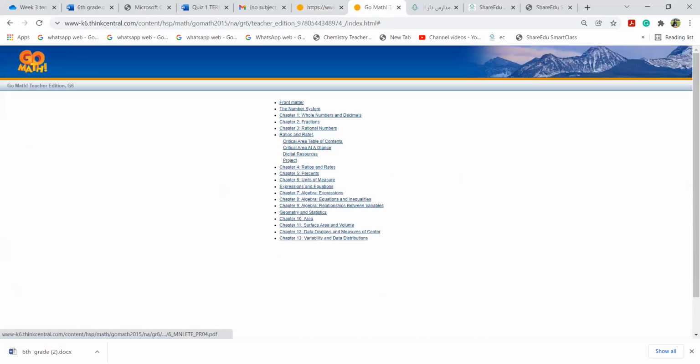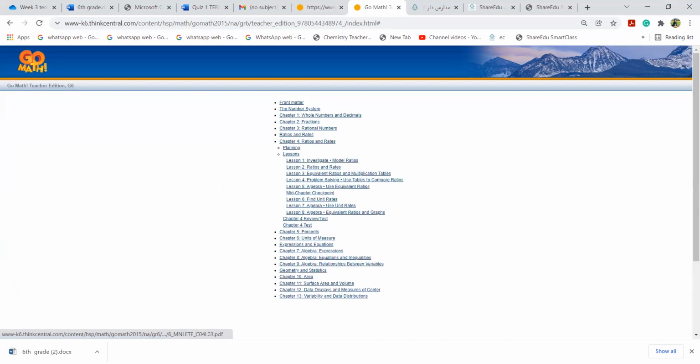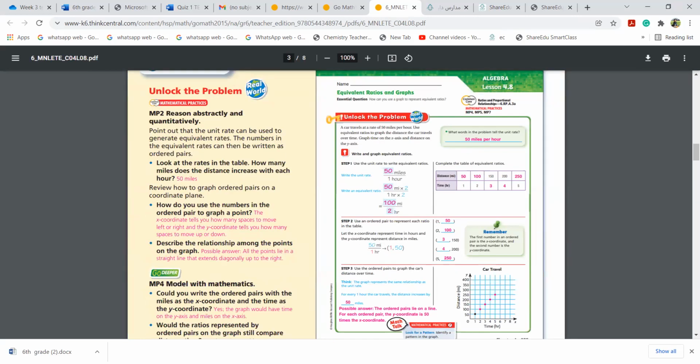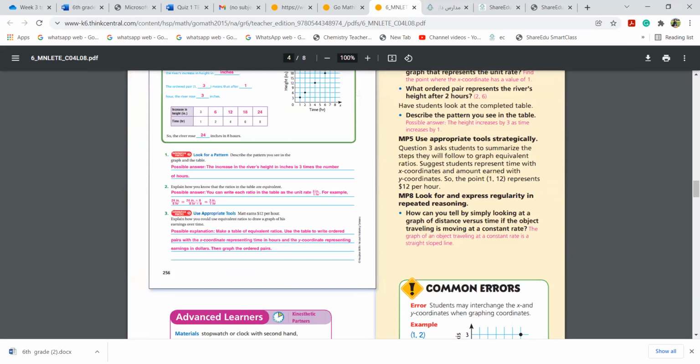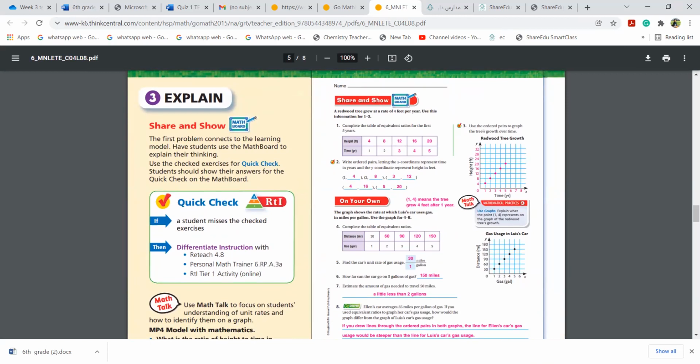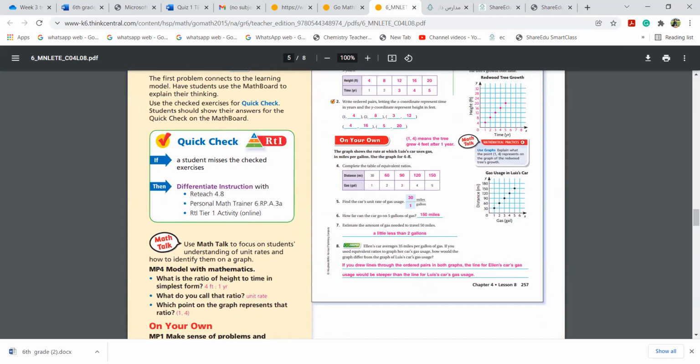You have next lesson as equivalent ratios and graphs. Okay? You have equivalent ratios and graphs. Check it out. Girls, directly come to this page, girls, quickly. Directly come to this page, everyone. Miss, what's the page number? Page number 257.